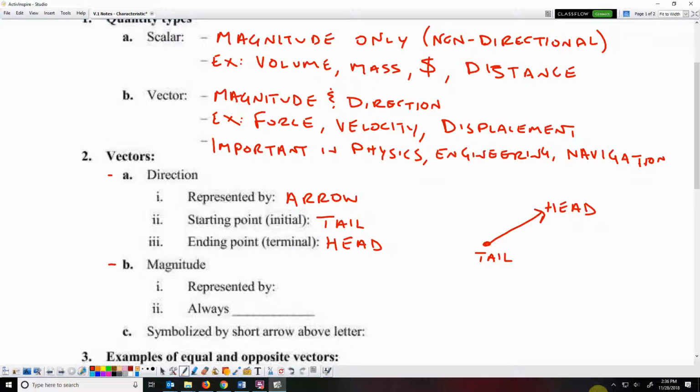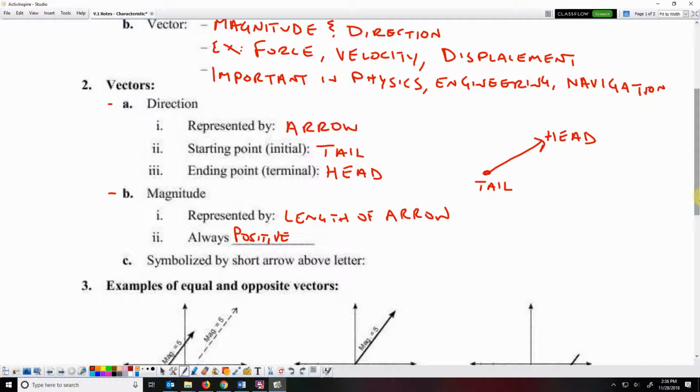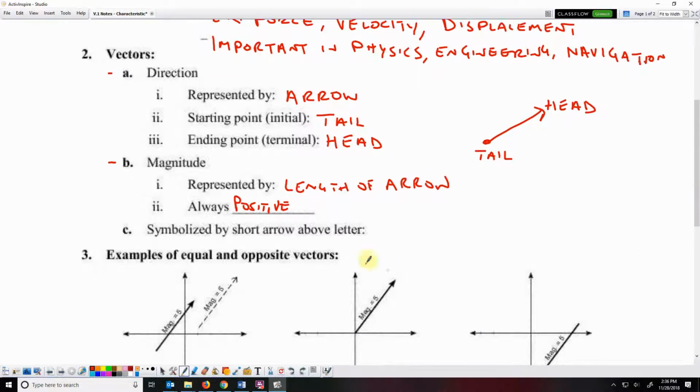So that's direction. Magnitude is the length of the arrow. And since it is a length, the magnitude is always a positive number. Okay, and a vector can be symbolized by an arrow above a letter, like vector A.